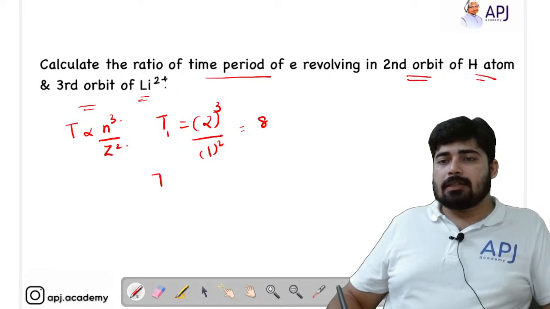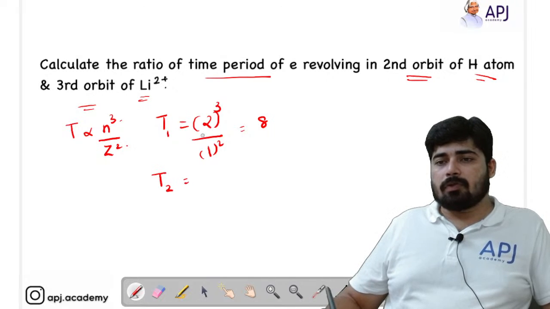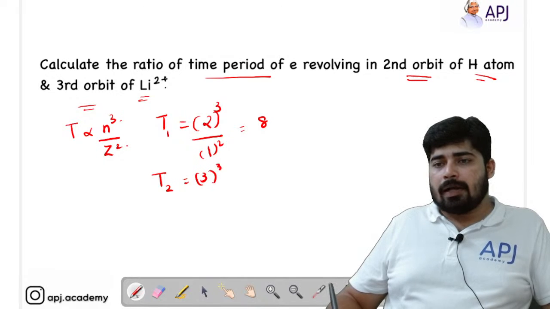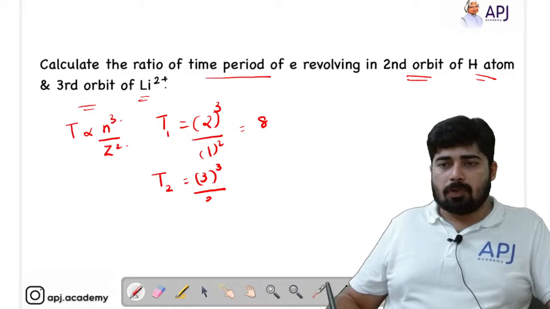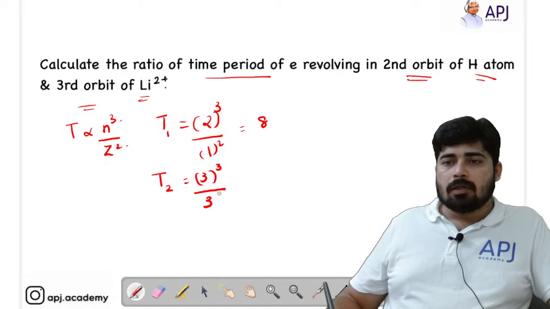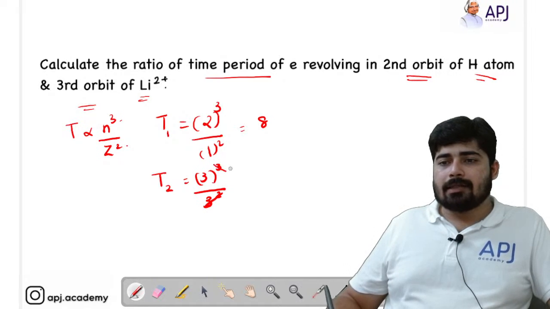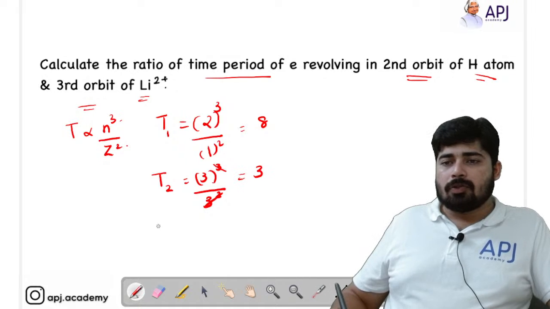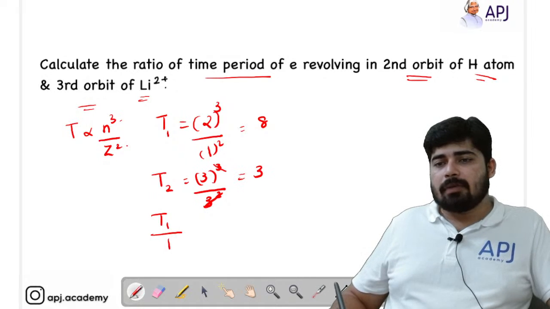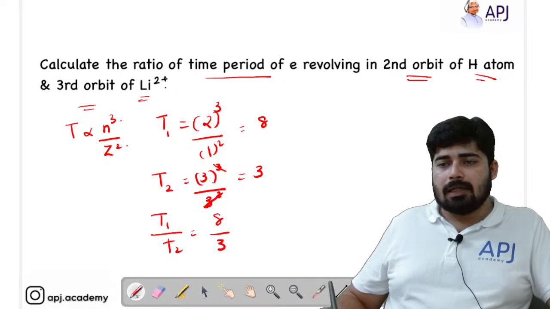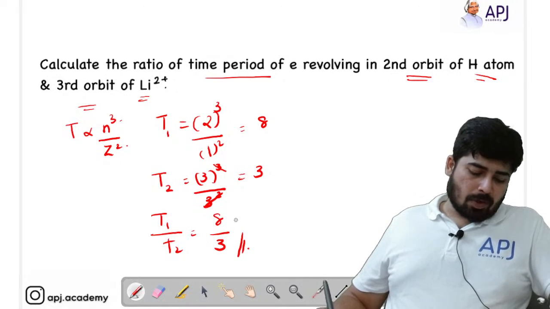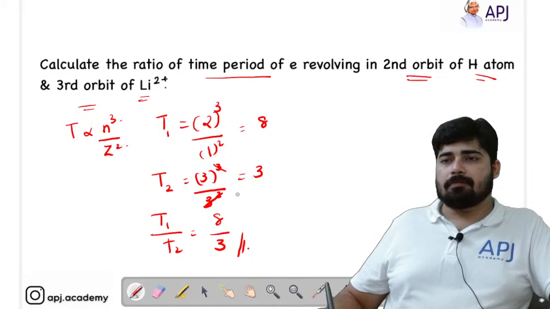For the second time period, corresponding to the third orbit, that is 3 cube, divided by the atomic number of lithium, 3 square. This can be cancelled and we get the value as 3. So you have to find the ratio, T1 by T2. T1 is 8 and T2 is 3, that is 8 by 3. So you got the value as 8 by 3.